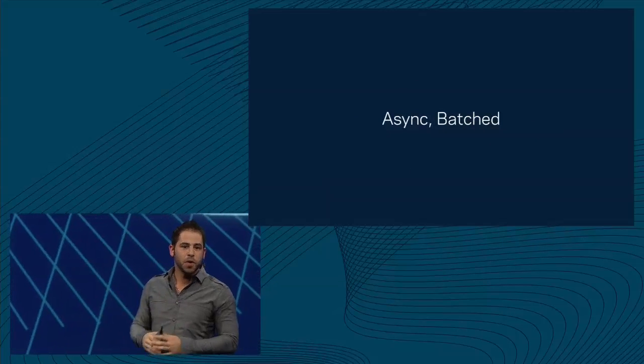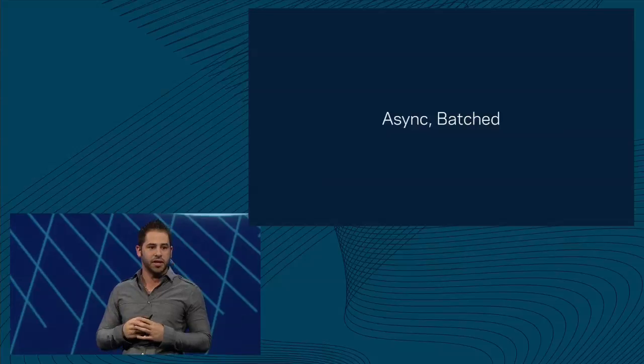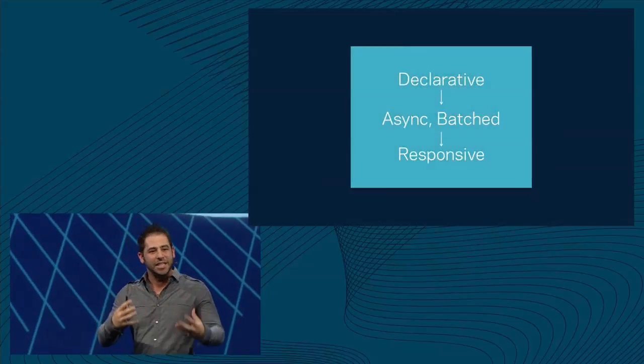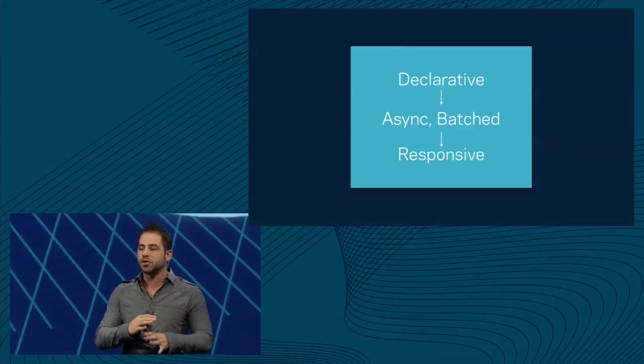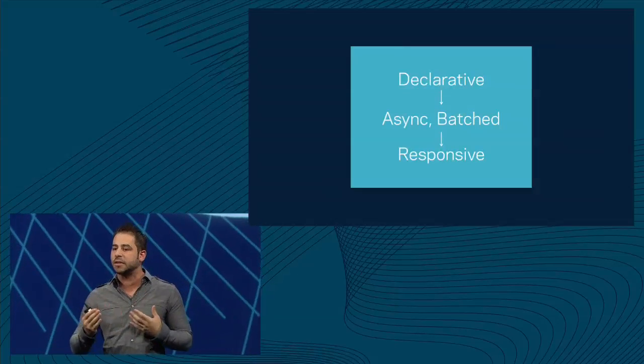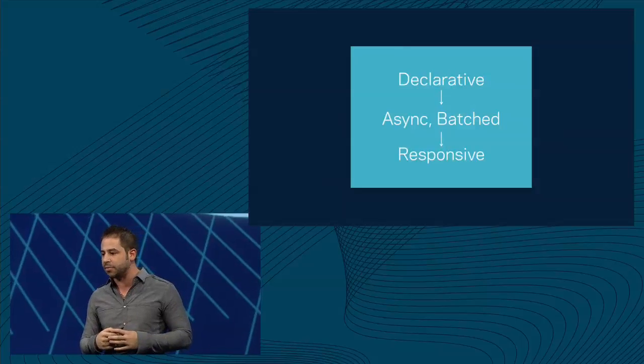Asynchronous and batched. We think these are the critical components of this architecture. And the easiest way that we've found to get this asynchronous model is to describe our views declaratively. Describe what they look like at any point in time and let the system update them for us when it can.